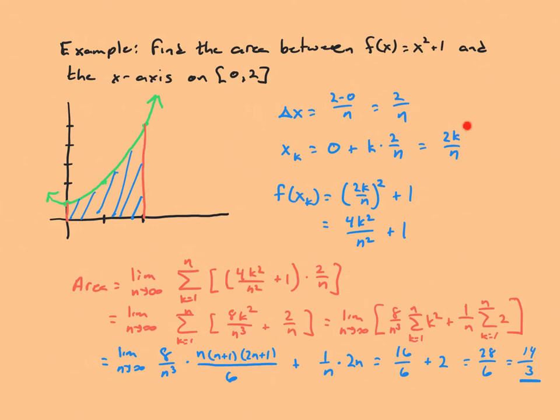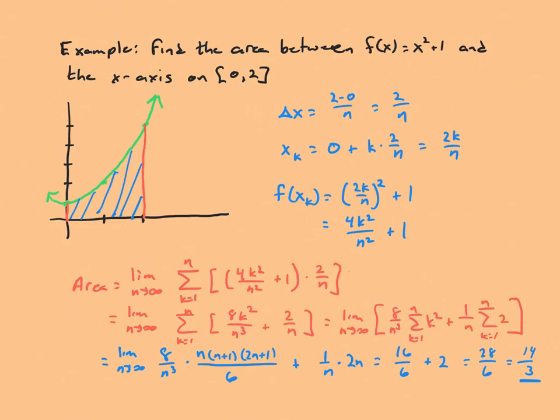So in general, I'm going to take that 2kn, I'm going to put it in for x. So f of x sub k is going to be 2kn, that thing squared, plus 1. And when I multiply it out, this is what I get. So the height of my rectangles, the kth rectangle, is going to be this.